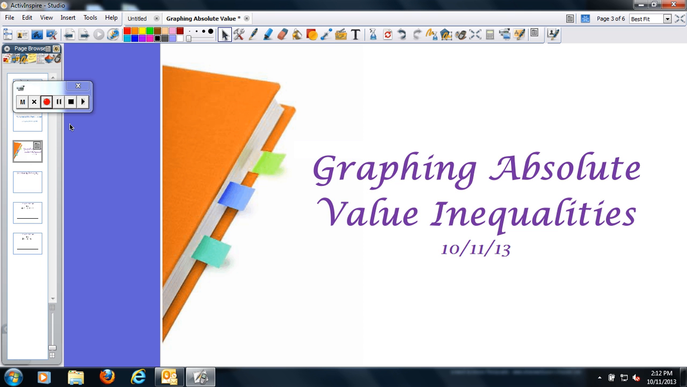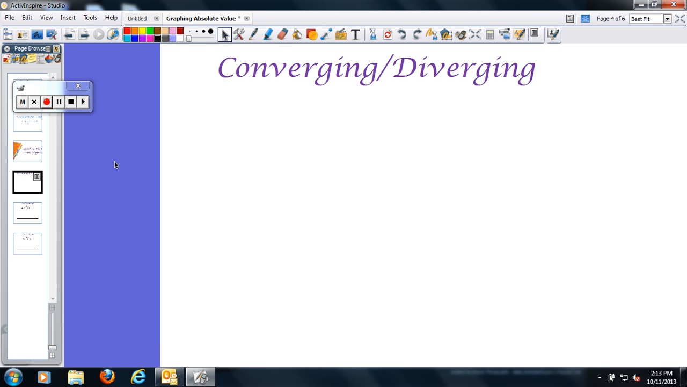It's 2:12 now. So we've been dealing with absolute value inequalities, and we're now going to be finishing it up right here with graphing absolute value inequalities. When we're doing these, there's one thing that really helps, and it is called converging and diverging.